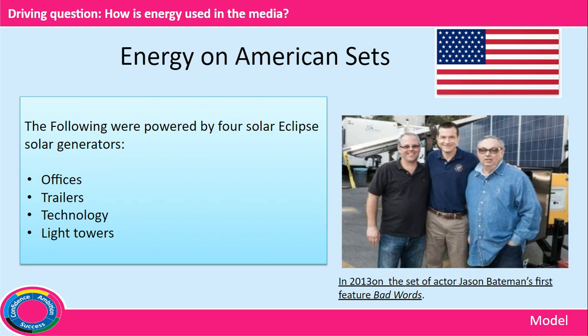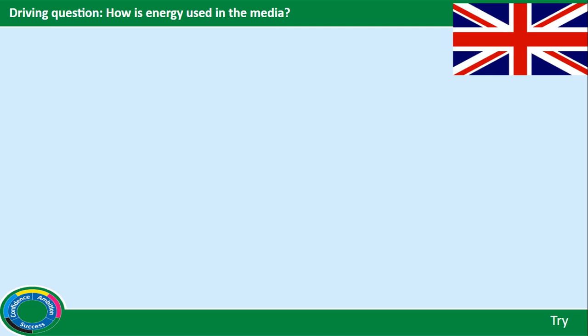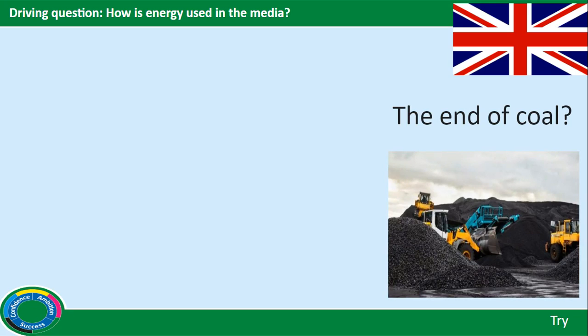So this is something quite interesting that you could read about, on the set of Bad Words and how energy is used efficiently. On the other hand, what's happening in England? The end of coal. We want to stop the burning of fossil fuels like coal and oil because we know that it contributes to global warming and pollution, which is not good for our climate.